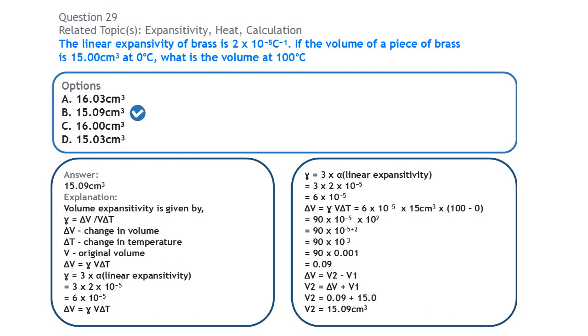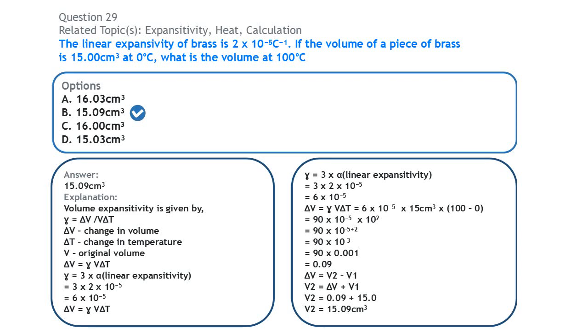10 raised to the power 2 means 10 multiplied by itself, 10 times 10. The reason I put it this way is so that we can easily use the law of indices on these two. And what is that law? When you are multiplying two numbers that have the same base, we just take that common base, which here is 10. Then, since this is multiplication, we add the powers. If it is division, we subtract. So we add the powers, minus 5 plus 2. So here we have 90 times 10 raised to the power minus 3.